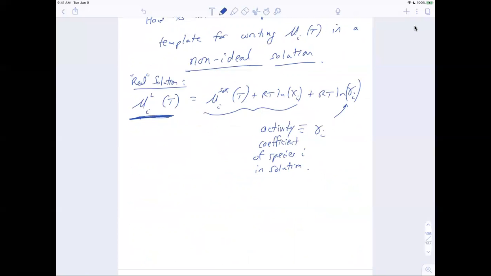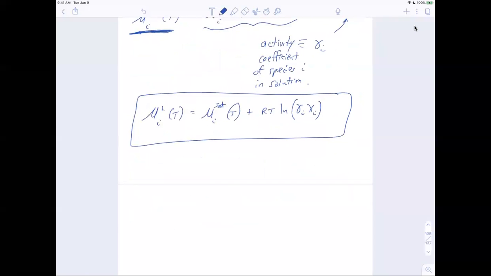And so now we can rewrite this. Mu I liquid for a real solution is equal to mu I sat of T. So we have an RT log x plus an RT log gamma. I'm going to combine them. I'm going to go reverse. Remember earlier I split things. Now I'm going to put them back together. So this is going to be RT natural log gamma I x sub I.